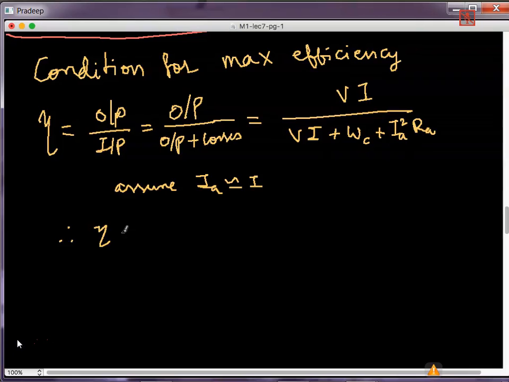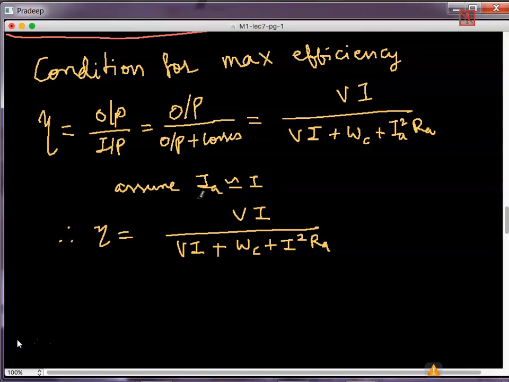So therefore, I'll get efficiency is nothing but VI divided by VI plus WC plus I square RA. So here I replaced, this is an assumption, IA and I. So now divide numerator and denominator by VI. I'll get 1 by 1 plus WC by VI plus I RA by V. So I'm getting something like this.